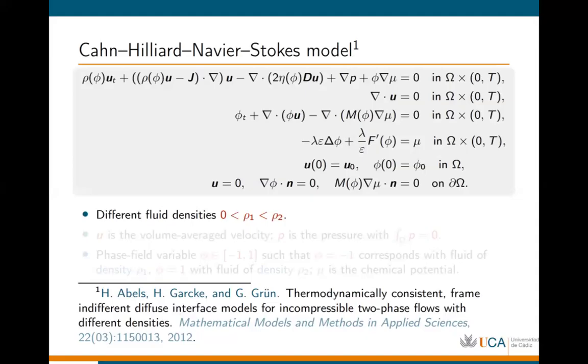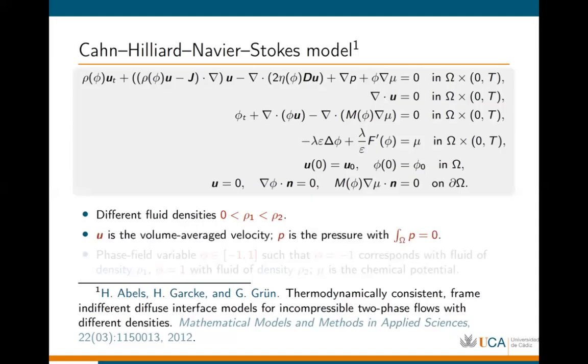So we have two fluids. The first one has a density ρ1, the second one has a density ρ2, with ρ1 lower than ρ2. This model combines the Cahn-Hilliard equation and the Navier-Stokes equation for modeling this interaction. It was first introduced by Abels, Garcke, and Grün in 2012.